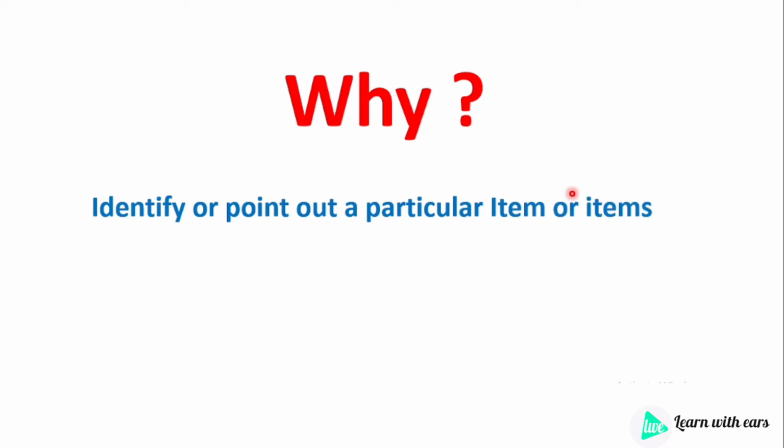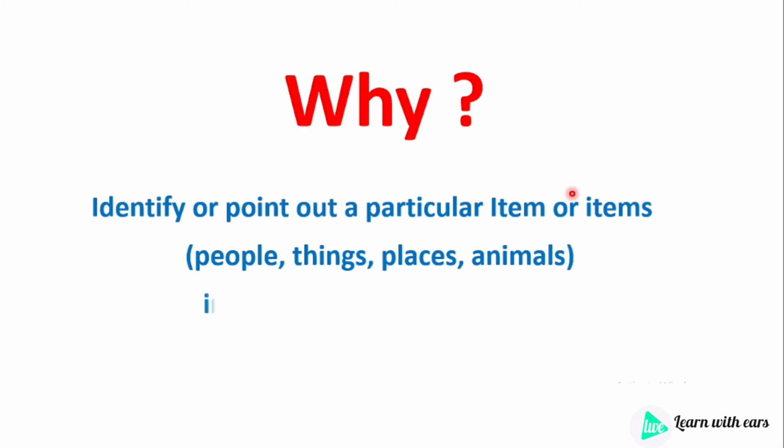Okay, you might be wondering, why do we use demonstrative pronouns? So it is used to identify or point out a particular item or items like people, things, places, animals, okay, in reference to the speaker. Okay, so demonstrative pronouns are used to point out a particular item. It can be people, things, places, or animals, anything.